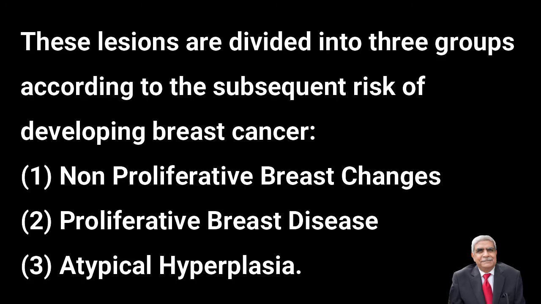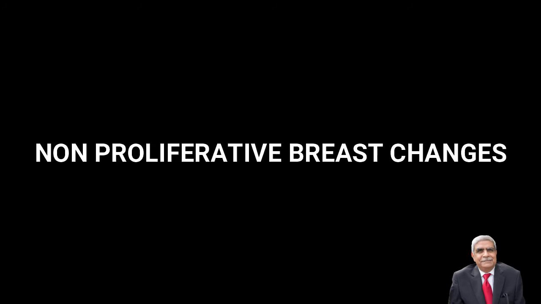We are going to discuss benign epithelial lesions of breast. These lesions are divided into three groups according to the subsequent risk of developing breast cancer. Number 1, non-proliferative breast changes. Number 2, proliferative breast disease. Number 3, atypical hyperplasia.